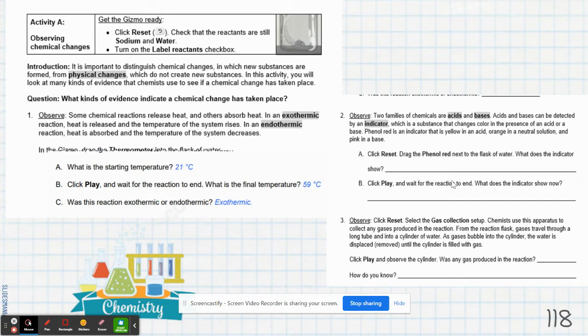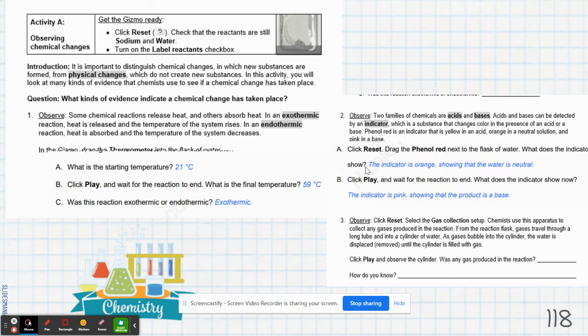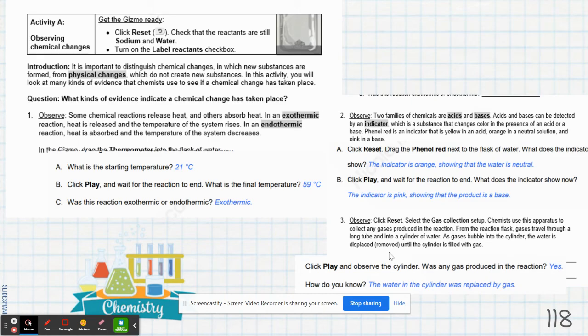Then we're looking at acids and bases. You tested the water, and you found out that it was orange, indicating that water is a neutral substance. At the end of the reaction, the indicator now turns pink, indicating that the solution is basic in nature. We'll find out more about what that means next week when we look at acids and bases. Then for step 3 in your observations, they had a very sophisticated gas collection setup. Here there was gas collected, and you knew that because the water in the cylinder was replaced by gas.